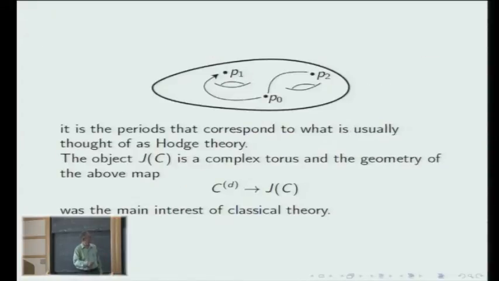And here I've just drawn the picture. If you go a different way from P0 to P1, you change this integral by a period. So this object, this quotient of the vector space dual to the space of differentials modulo the periods, is a complex torus, and the geometry of this map, configurations of points on the curve into this Jacobian variety, that's really the key to unlocking the geometry of algebraic curves from this point of view.